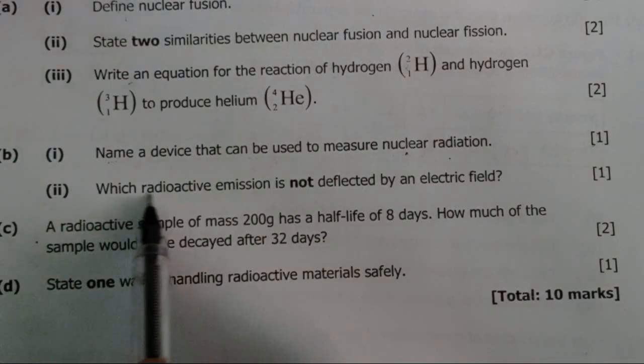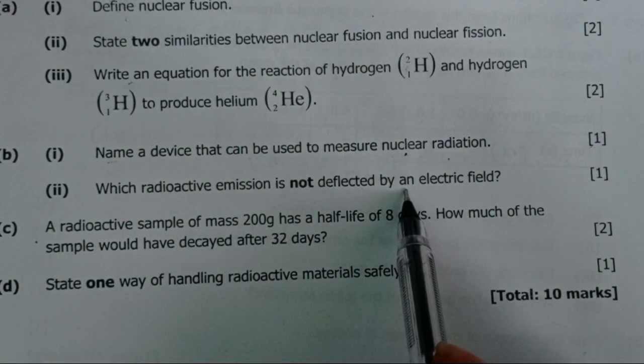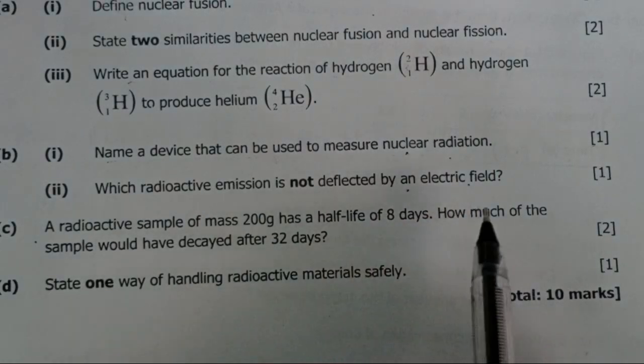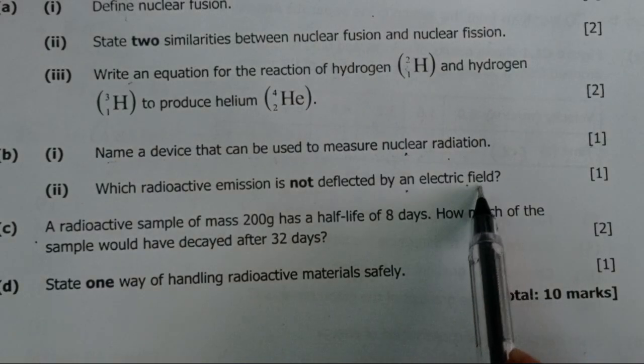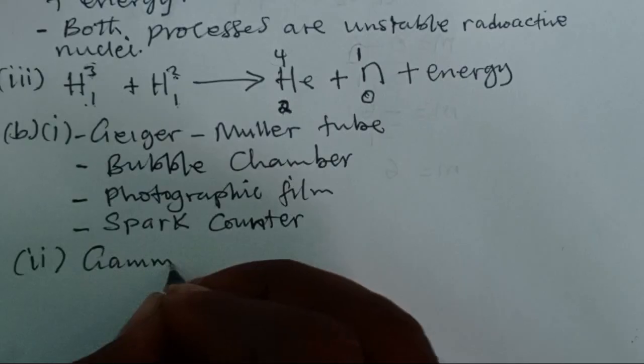B2, which radioactive emission is not deflected by an electric field? So that is gamma rays. Gamma rays are not deflected by magnetic fields.